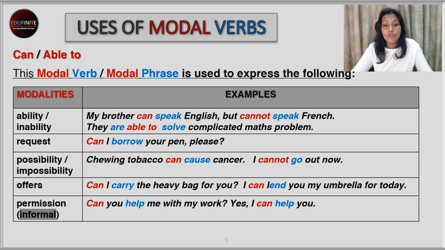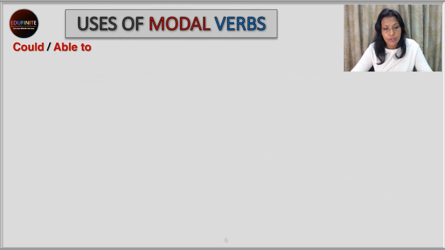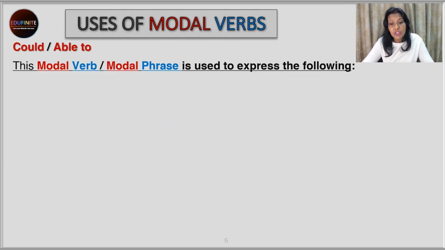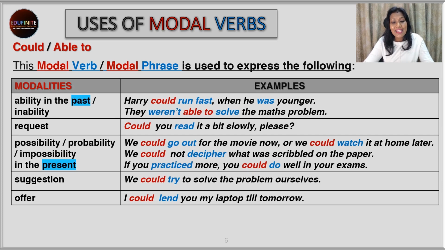Next, we move on to the next one. Well, that's could or be able to. Now, this modal verb is used to express the following. The modalities are ability in the past or inability. So, something that in the past one was able to do. For example, Harry could run fast when he was younger.